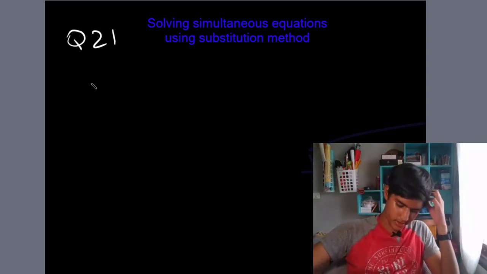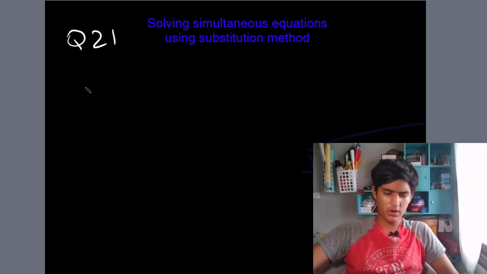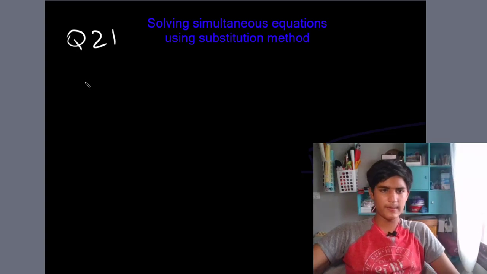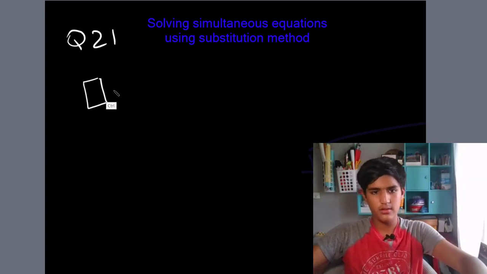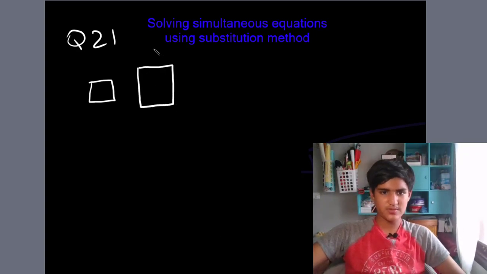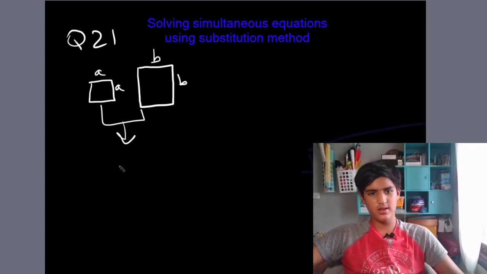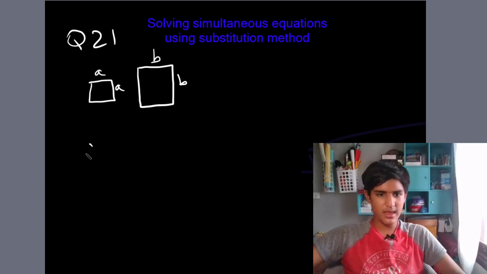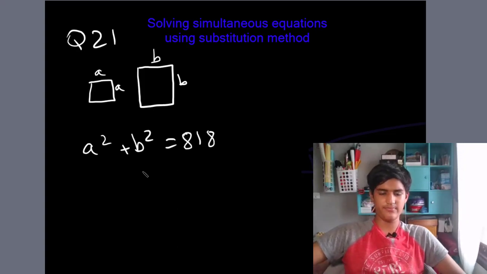the sum of the areas of two squares is 880. So how do we make this into an equation? Well, the sum of two squares, that means there's one square, and this one square, there's another square. So this is B, this is A. So one side is called B. So B into B and A into A is the sum of both of the areas of these squares. That means A square plus B square is equal to 880.